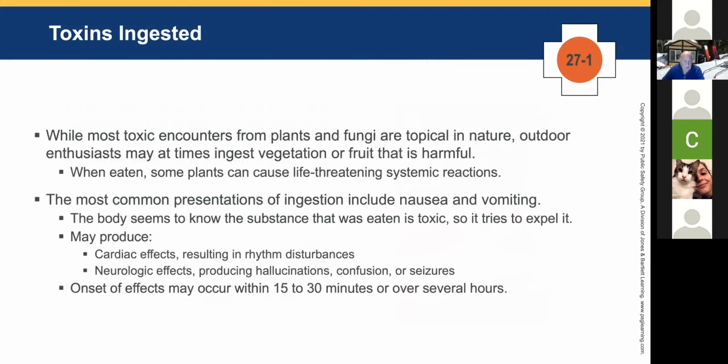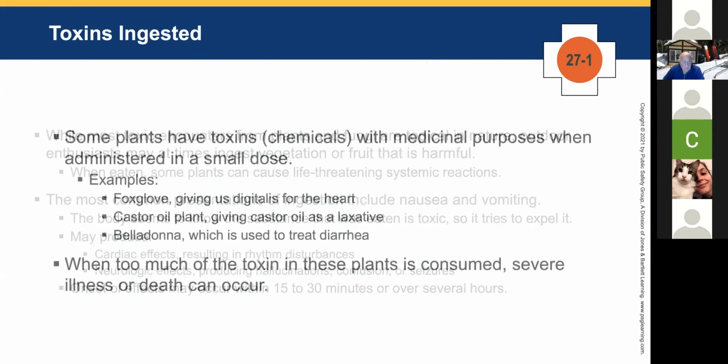Okay, well, most toxic encounters from plants and fungi are topical. That means they're on the skin. Some, when you eat them, cause some bad problems. Typical presentations are nausea and vomiting. They say the body seems to know the substance that was eaten is toxic, so it tries to expel it. It may produce cardiac effects, resulting in rhythm disturbances, and neurologic effects, producing hallucinations, confusion, or seizures. The onset of the effects may occur within 15, 30 minutes or over several hours.